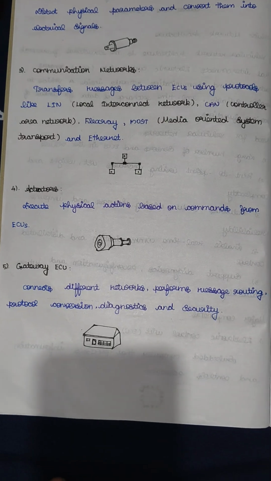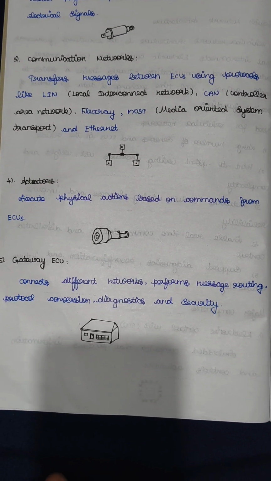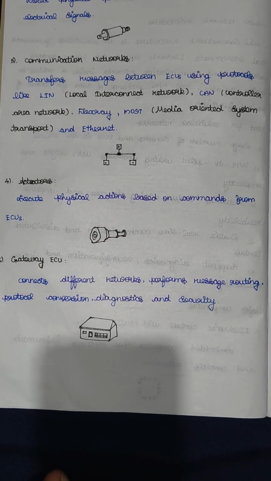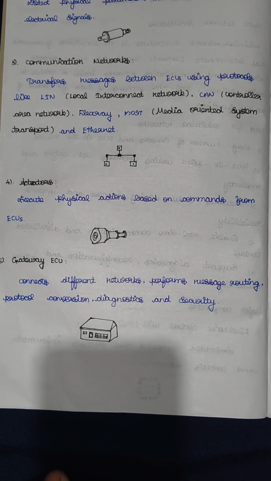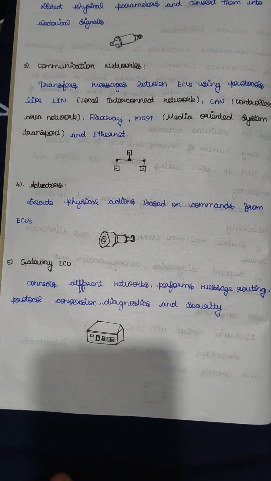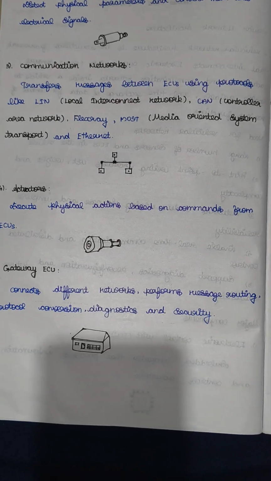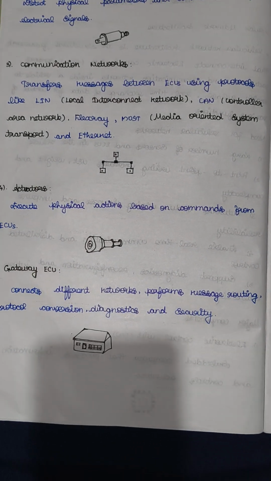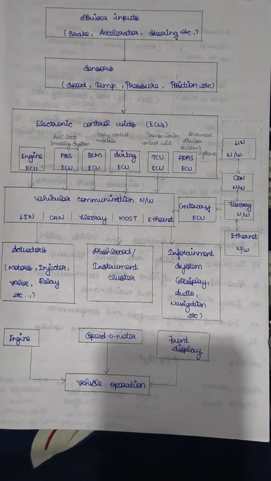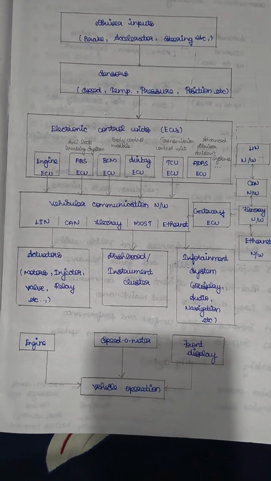And finally, we have the gateway ECU. It is used to connect different networks inside the vehicle. It can perform message routing, protocol conversion, and diagnostic and security related functions. This is how it looks, and these are the diagrams of the different components. Next comes the most important part, the basic vehicular network architecture.